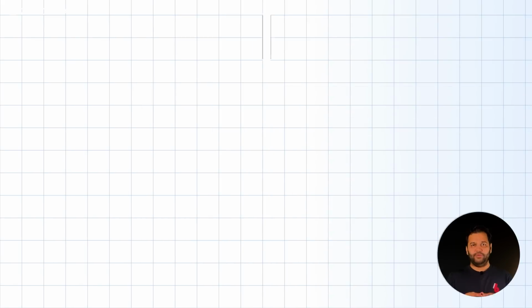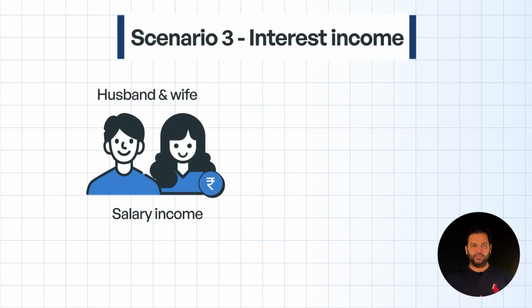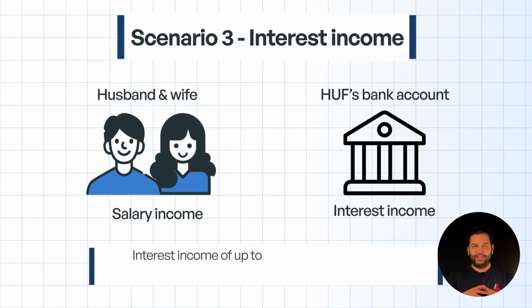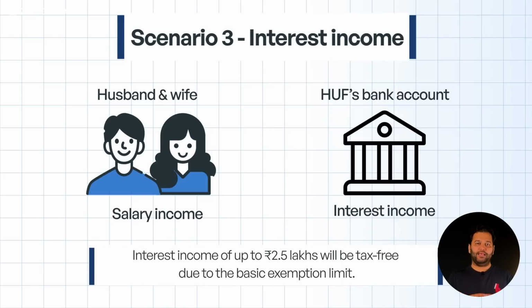And this is just one benefit of having a Demat account in your HUF's name. Many people also use it to apply for IPOs in order to increase their chances of getting an allotment. Another common scenario is when both husband and wife are salaried employees. They pool their capital and transfer it to the HUF's bank account. This can result in a tax-free interest income of up to 2.5 lakhs because of the basic exemption limit.